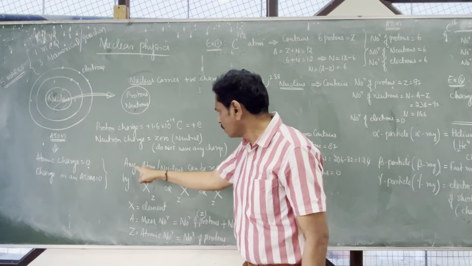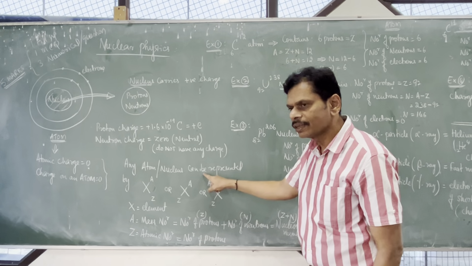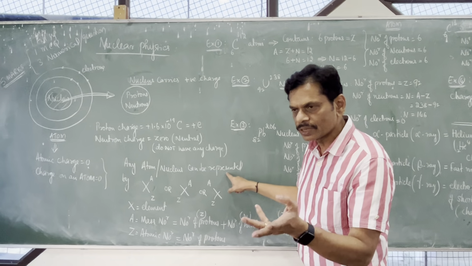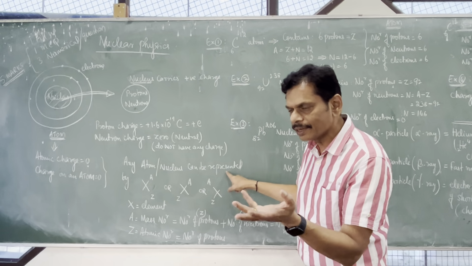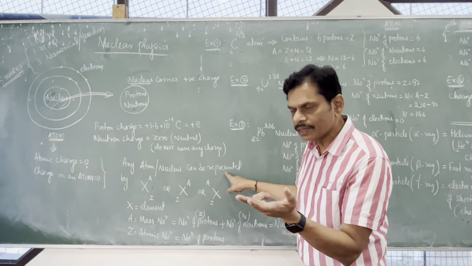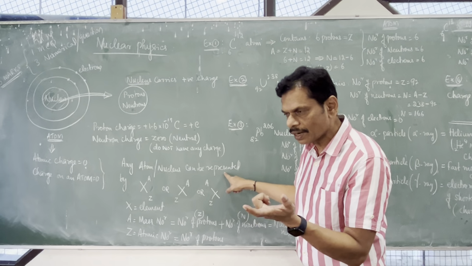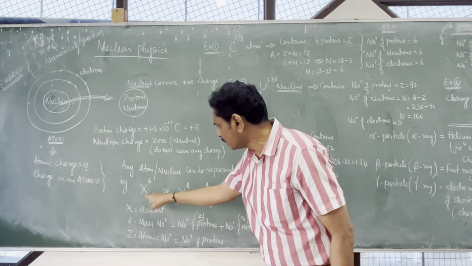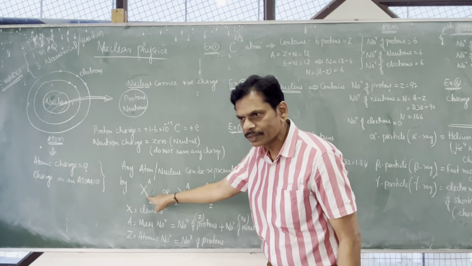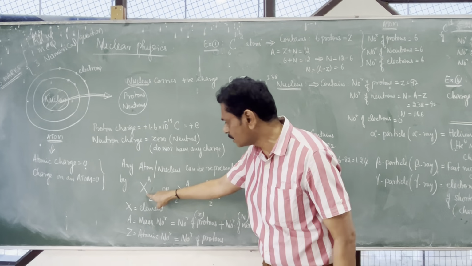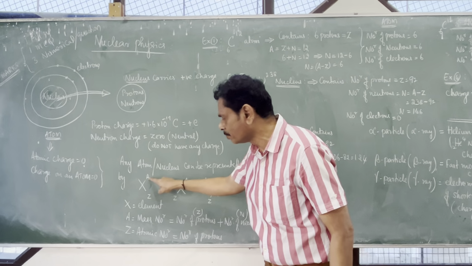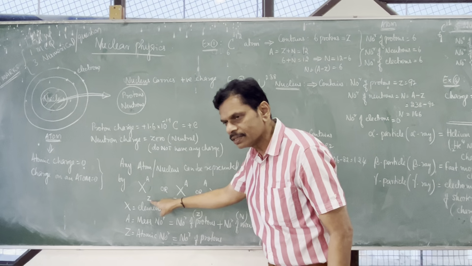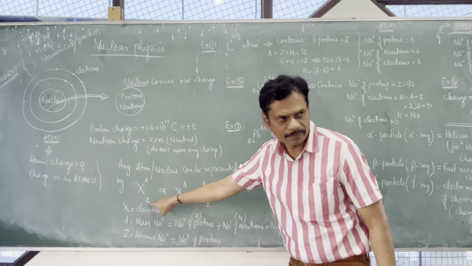Okay. So any atom or nucleus can be represented by a symbol. Hydrogen, capital H, helium, He, carbon, capital C. Is that right? Oxygen, O, like that it can be represented. So here I have written it with X. But it has some configuration. What is that configuration? Represented by A, superscript, and Z, subscript.